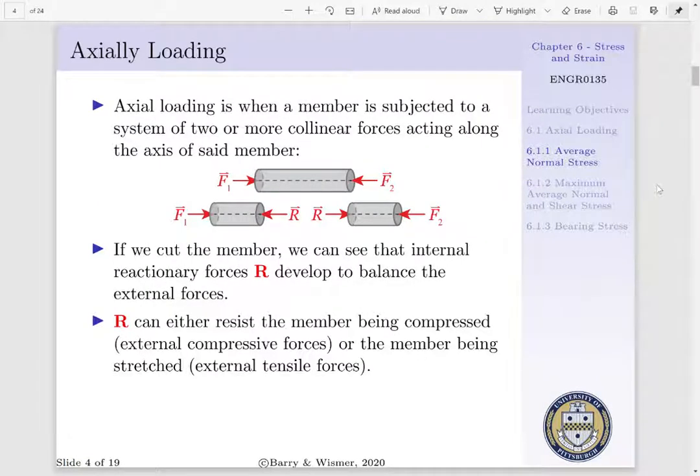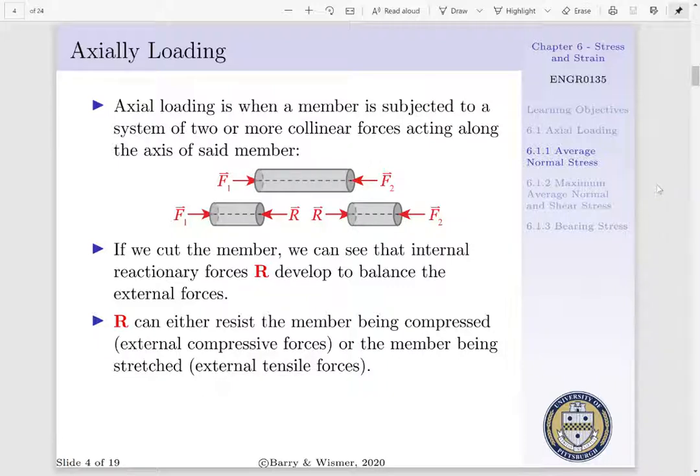Now let us talk about an axially loaded member. Axial loading occurs when a member is subjected to a system of two or more collinear forces, and these forces are going to act along the axis of said member. That is, we can have F1 and F2 pushing inward on a rod.